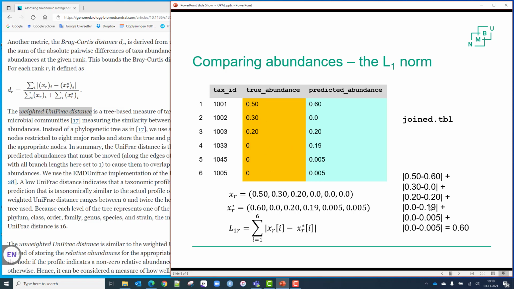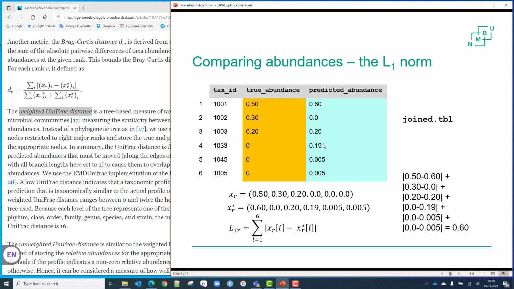So with the L1 norm now, or Manhattan distance, or the Bray-Curtis for that matter, we just compare the values between the predicted and the true abundances, right? And it came out, well, not super bad, but not super good either here. And why did it come out with this large L1 norm?